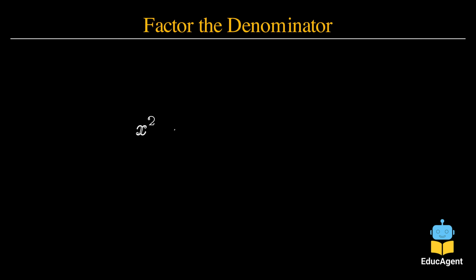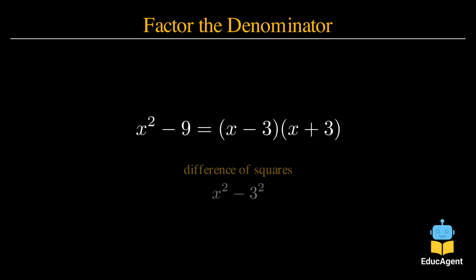This is a difference of squares. x squared minus 9 factors neatly into the quantity x minus 3 times the quantity x plus 3. Think of it as x squared minus 3 squared, which always becomes the quantity x minus 3 times the quantity x plus 3.